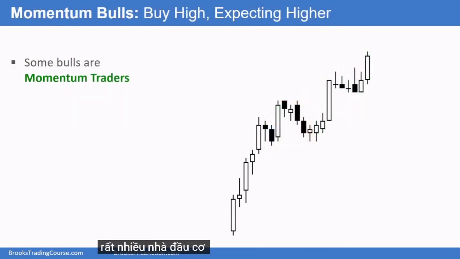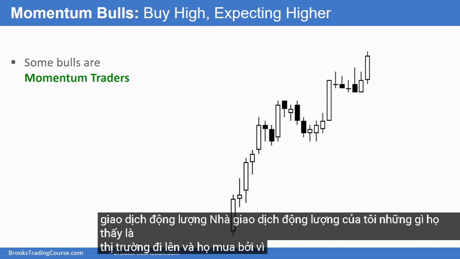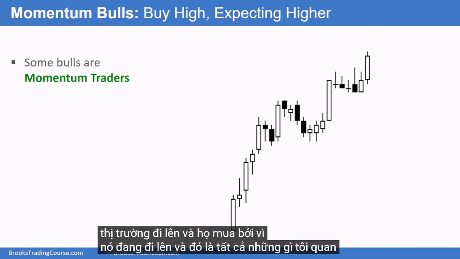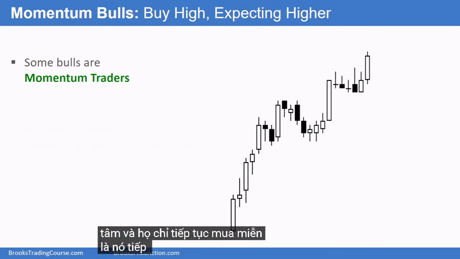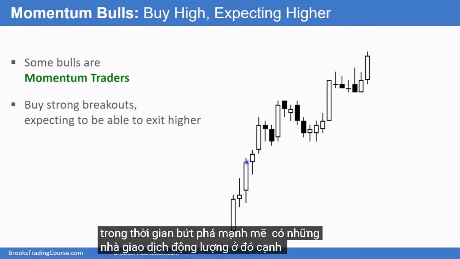A lot of bulls are momentum traders. By momentum trader, what they see is the market going up and they buy because it's going up. And that's all they care about. They just keep buying as long as it keeps going up. During strong bull breakouts, they're momentum traders. They're buying for any reason.